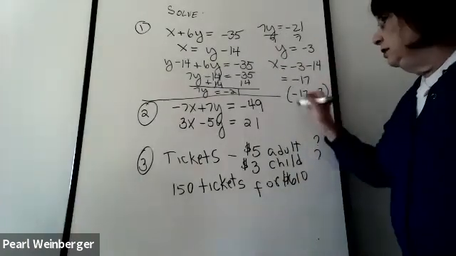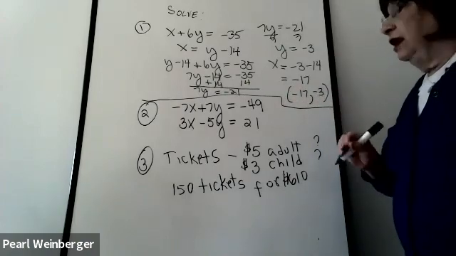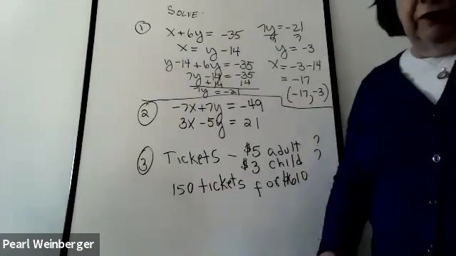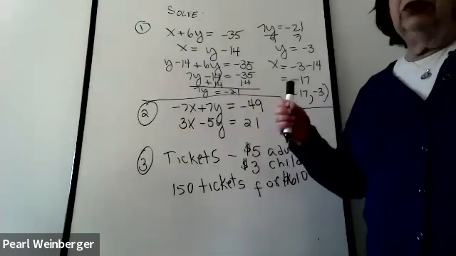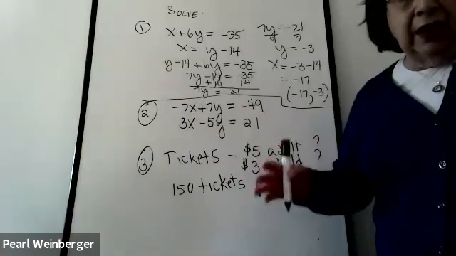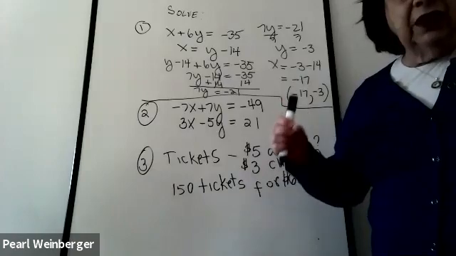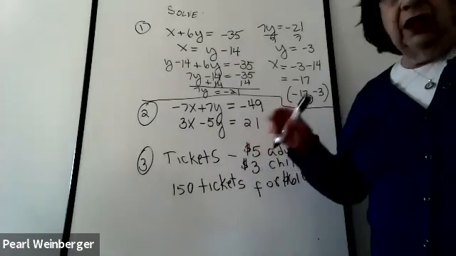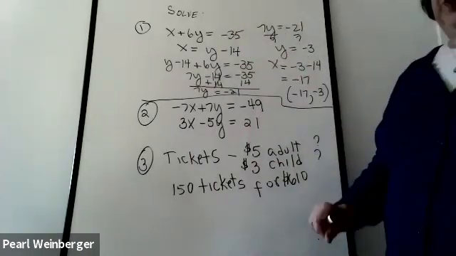But if you're writing it as an ordered pair, make sure that you put the x value first and the y value second. You can always check these, and don't forget, you're allowed to use a regular scientific calculator, not a graphing calculator, but a scientific calculator, that will help you with these.